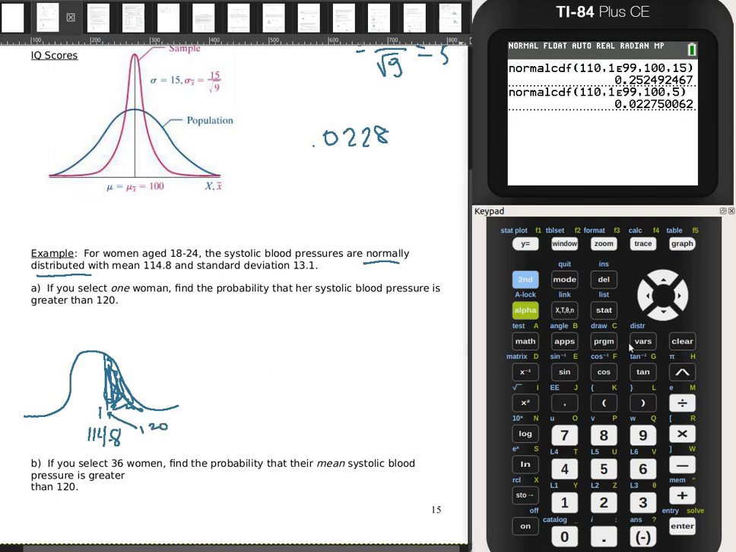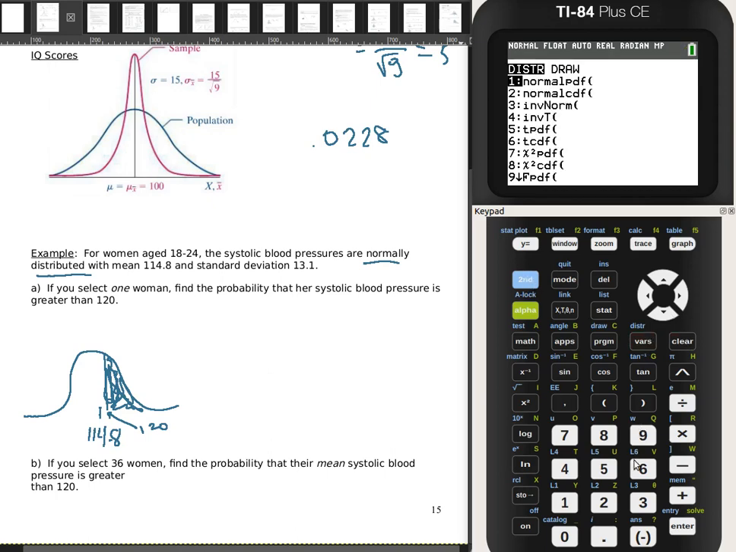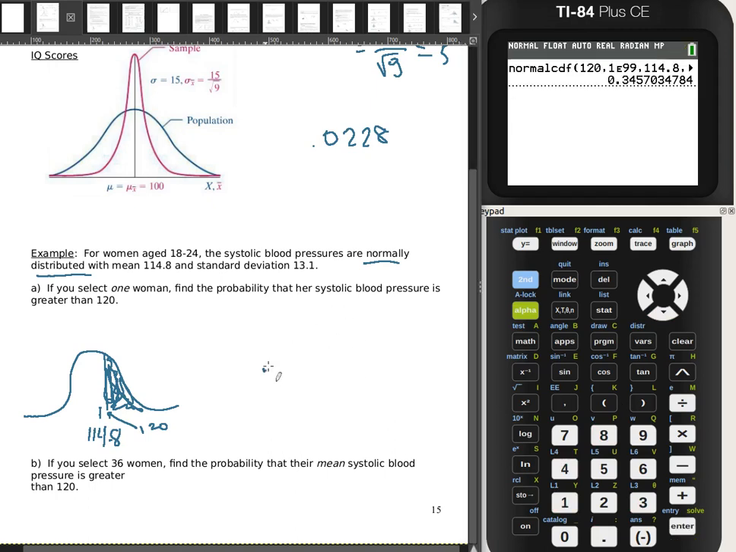Then we will just do it the familiar way. We should go normal CDF. And we're finding with the lower bound of 120, upper bound is just going towards infinity. The mean is 114.8, and the standard deviation, it tells us, is 13.1. So what is the probability for this woman? It's about a 1 out of 3 chance.